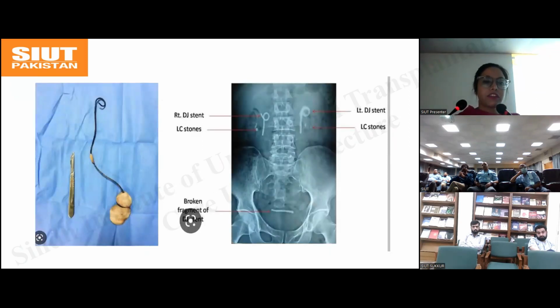Can anyone from the audience tell what is wrong in these pictures? What happened to the DJ? On the one side it is showing the distal end of the DJ is encrusted with stones, and on the second side there was a broken DJ in both kidneys and in the bladder loop, in the bladder as well, and it is also showing some incrustation around the DJ loop.